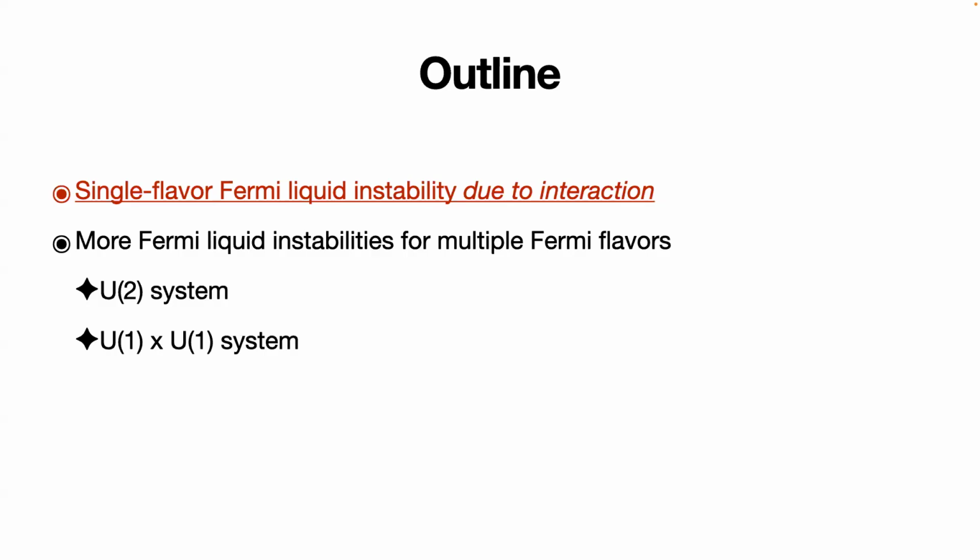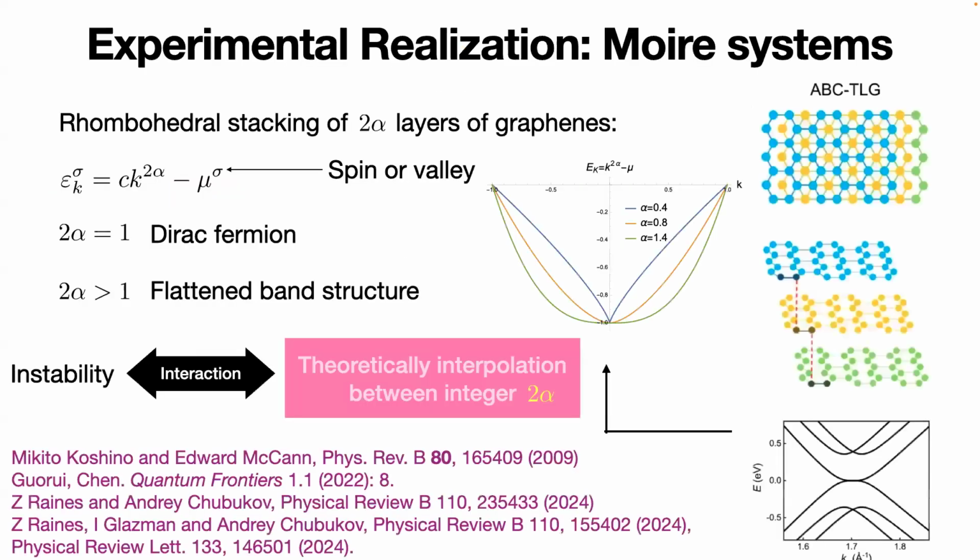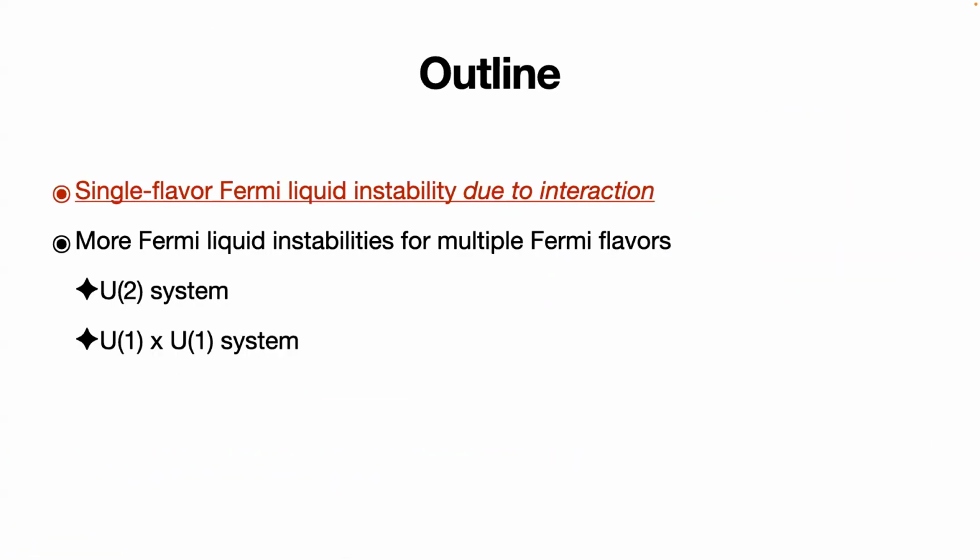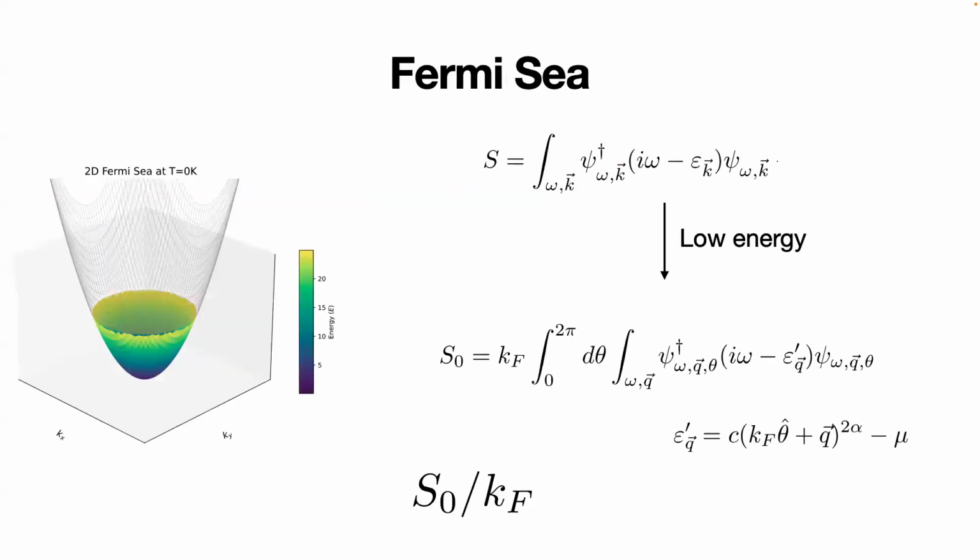In order to discuss the whole story, let me start with reviewing the Fermi liquid instability in a single flavor fermionic system due to interaction. It's very straightforward to generalize to a multi-flavor system. Okay, so we can start with the very basic Fermi sea.